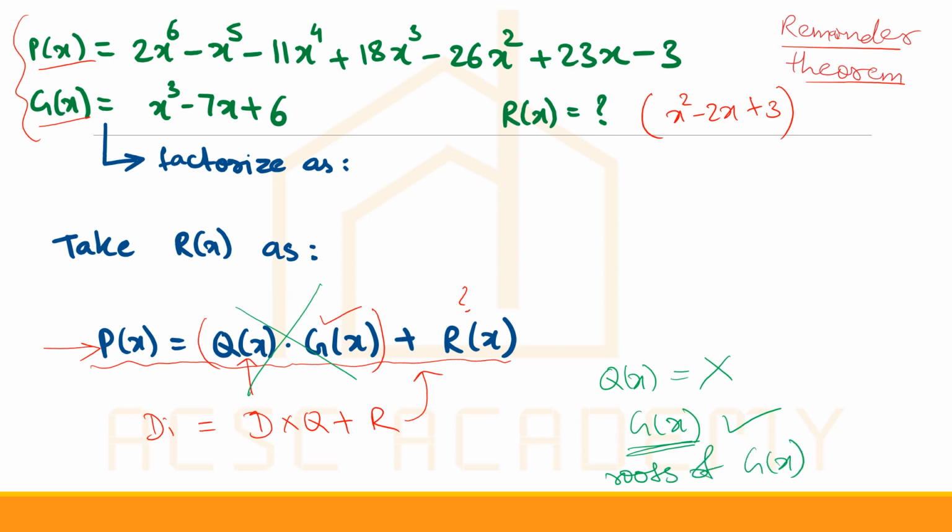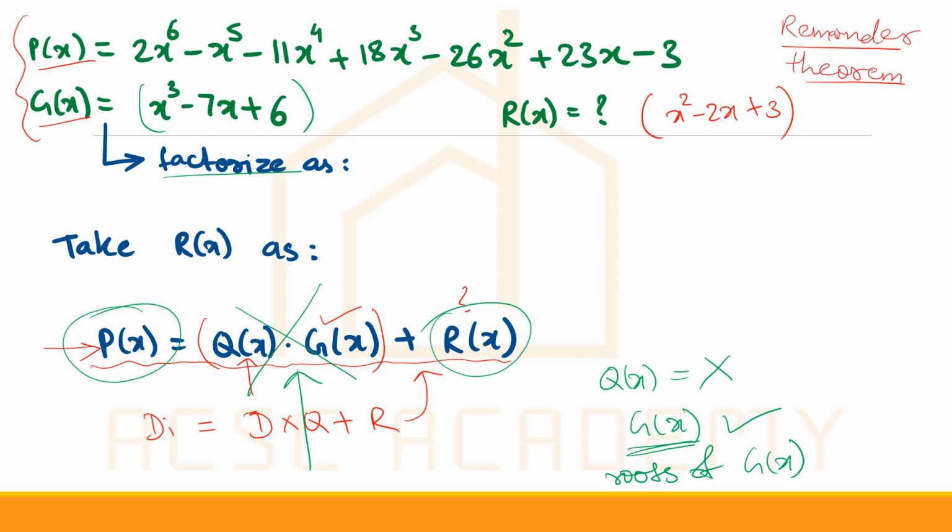And we already have this g of x given to us. So we'll be finding its roots first by factorizing it. Then we will substitute those roots over here, and that will vanish this particular product term. And then we will be able to relate p of x with r of x. So that is how in a simple way we can reach the remainder. But it all depends upon whether or not we are able to find the roots of g of x.